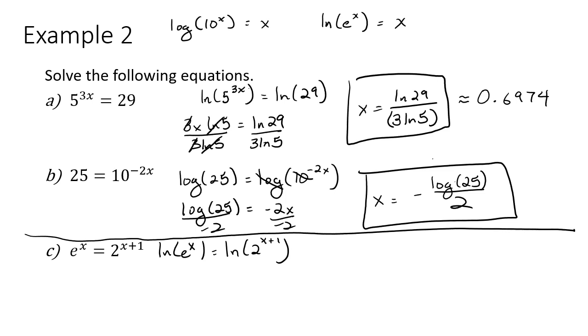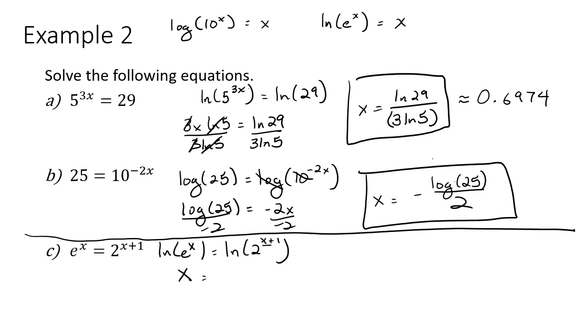So we have natural log of e to the x is equal to natural log of 2 to the x plus 1. And this problem has a little bit of extra complication to it. On the left-hand side, natural log and e cancel each other out, and the exponent of x is all that's left. On the right-hand side, however, we have to apply the power rule. So I'm going to pull out the exponent, but be careful.